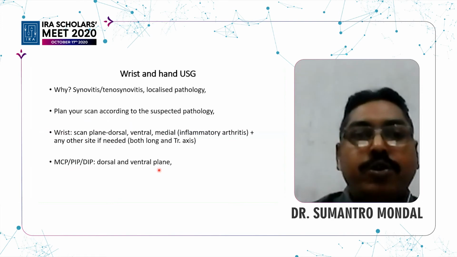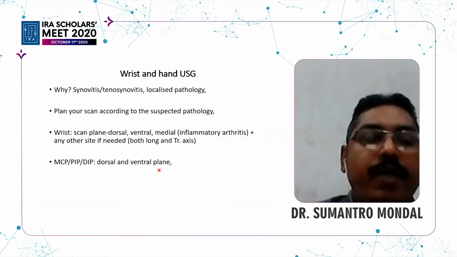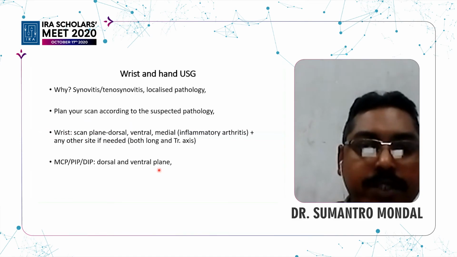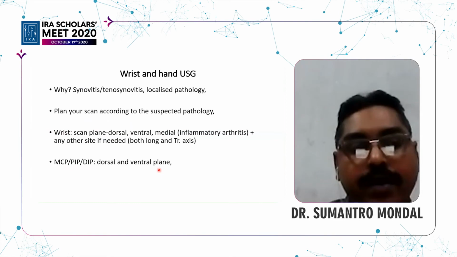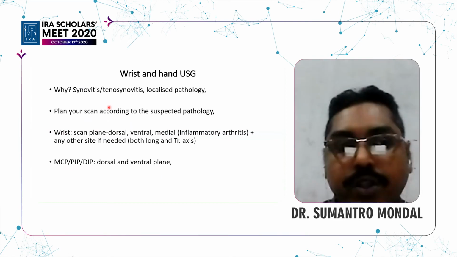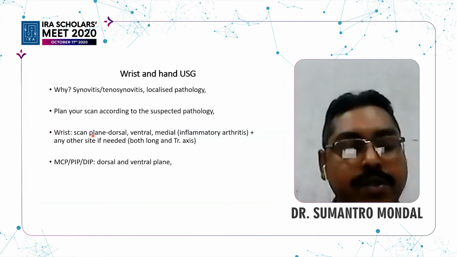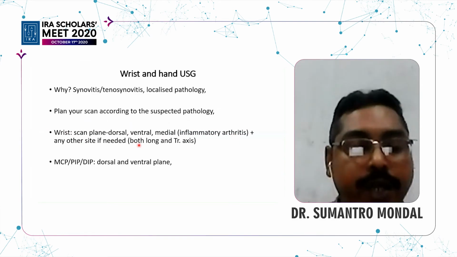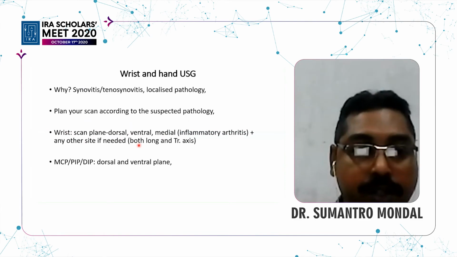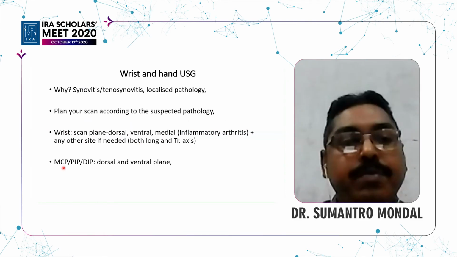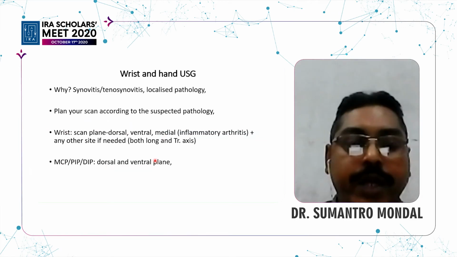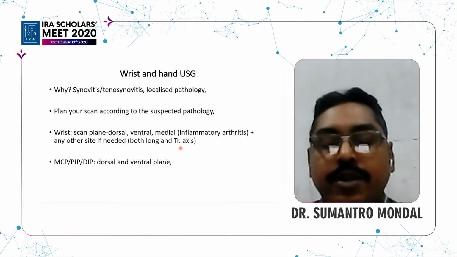So to summarize the wrist and hand USG, why should we order it? We should want to detect a synovitis or tenosynovitis or localized pathology, and based on the pathology suspected, one has to plan their scan. Normally a wrist can be scanned in the dorsal plane, ventral plane, or medial plane, mostly for inflammatory arthritis. But if needed, the other side can be scanned, or other joints like the MCP or PIP joint. MCP, DIP, and PIP joints are usually scanned in both the dorsal and ventral plane, and all the joints should be scanned in both long and transverse axes to get the optimum result.